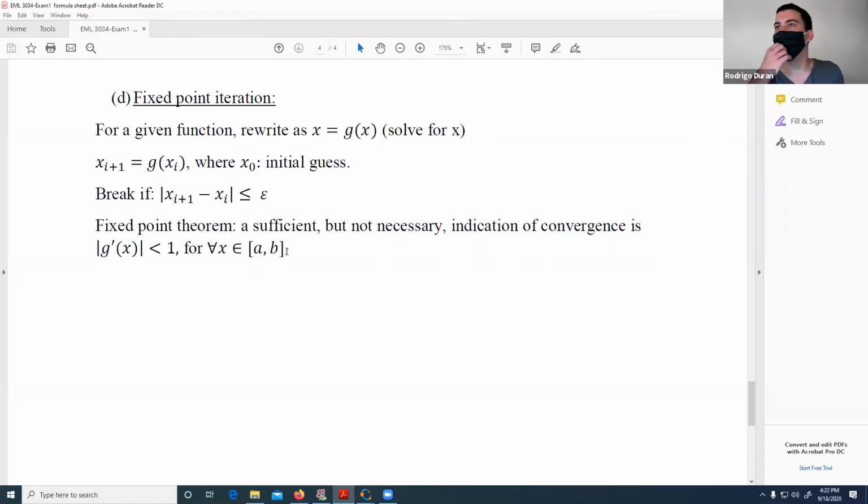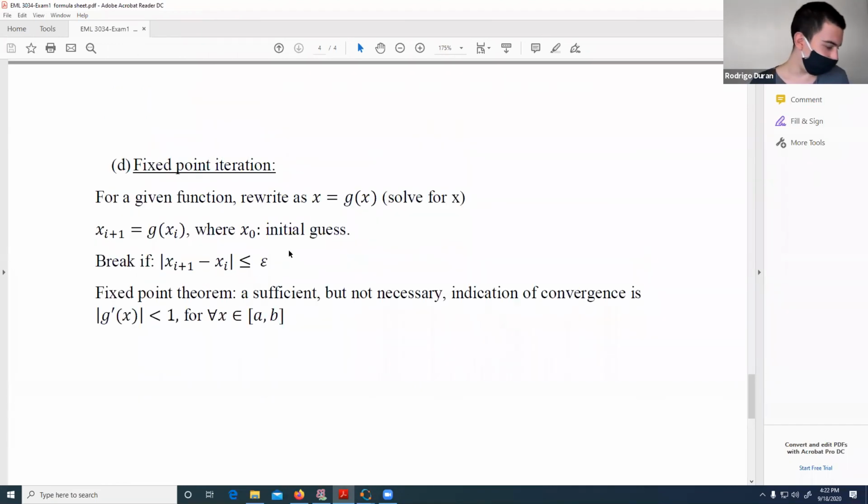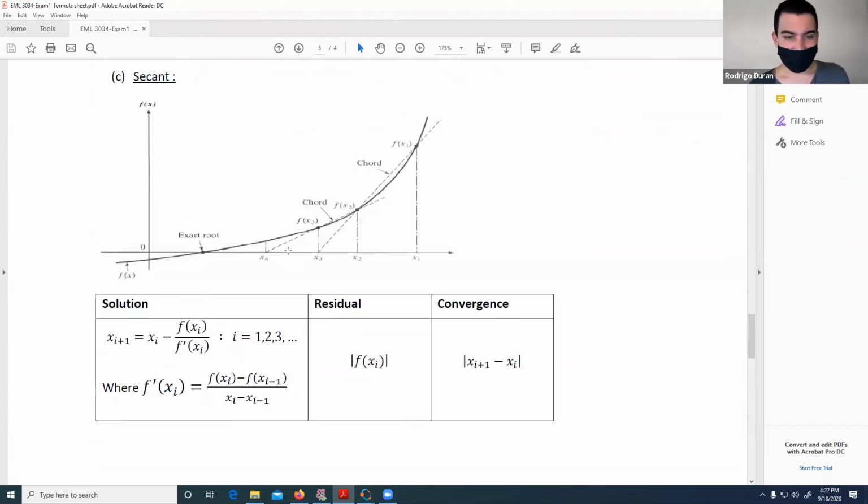What this means is if you solve for your g and you take the prime of it, regardless of the value of x, it will always be less than 1 in magnitude. The prime of your fixed point iteration should always be less than 1, regardless of whatever value of x you're evaluating it at. But this is more of a conceptual thing. You're not asked this on the exam, but it's more like a conceptual true or false question. But yeah, that is everything.